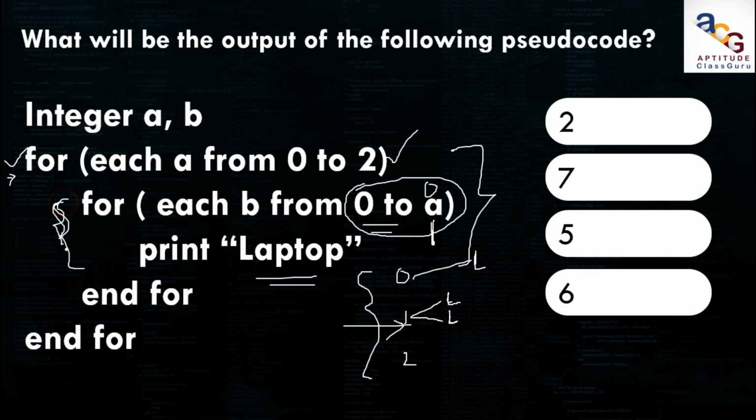When this loop is terminated, control goes again to the external for loop. Now the A value will be 2, and it enters the third iteration. A equal to 2, so again the for loop will be executed and B has to run from 0 to 2. So now it will execute 3 times, so again 3 times the laptop will be printed.